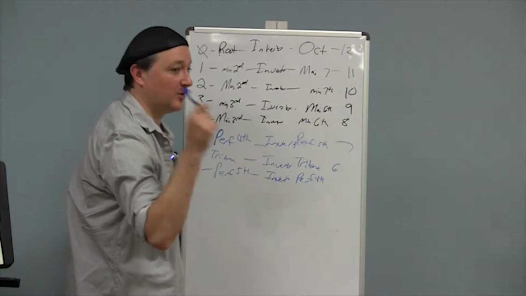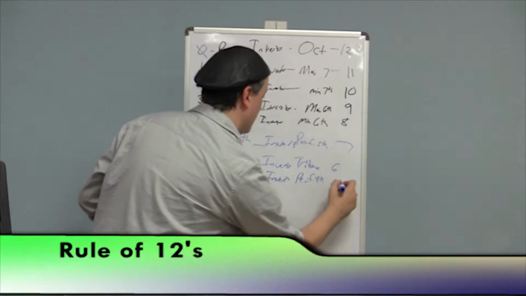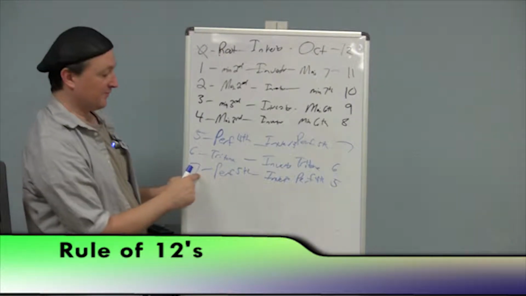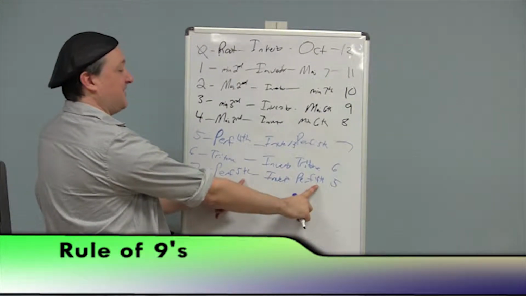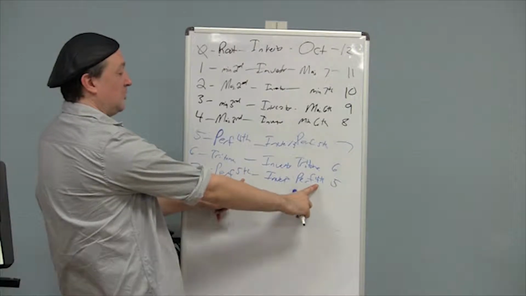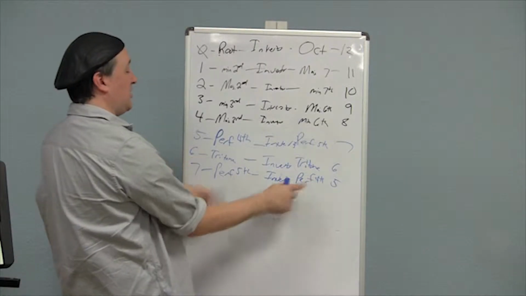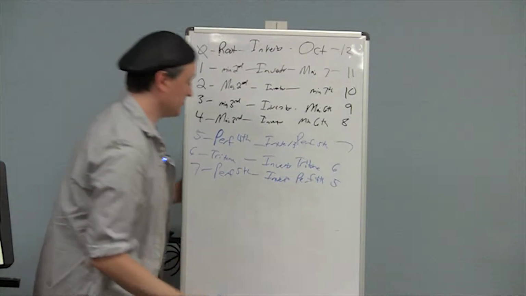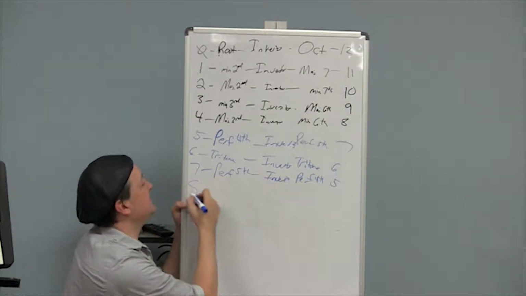How many half steps in a perfect fourth? 5. 5 plus 7 is 12. Fourth plus fifth equals 9. Rule of 9, rule of 12, quality. We're almost done. Now we're going to 8 half steps.